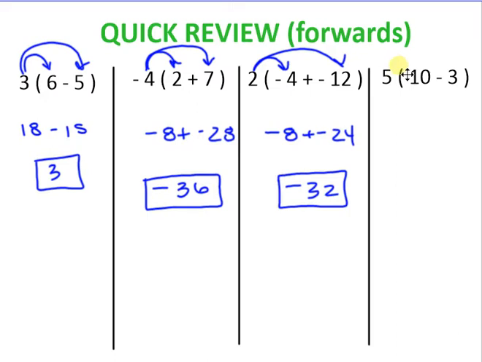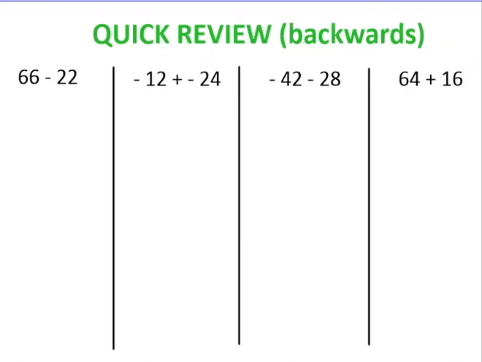All right, this time I'm going to distribute the 5. 5 times 10 is 50. Bring down your subtraction, and then 5 times 3 is 15. 50 minus 15 is going to be positive 35. Quick review.